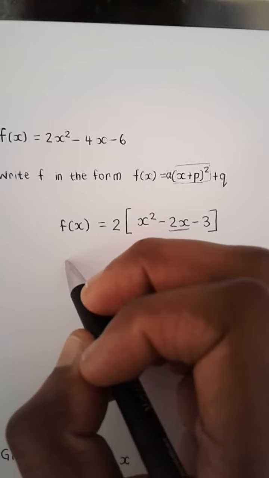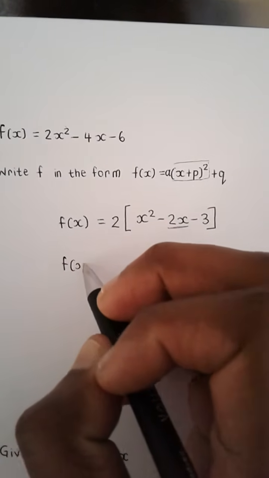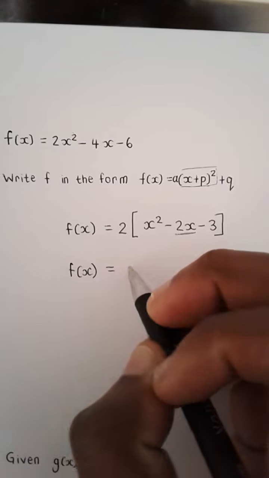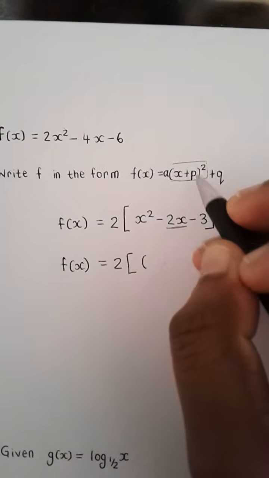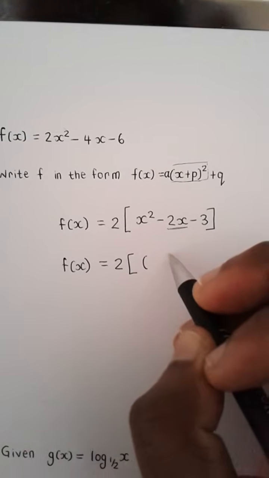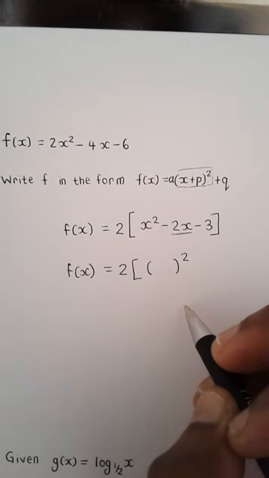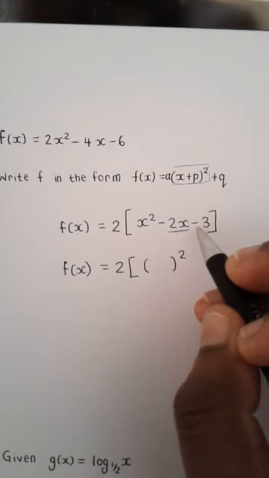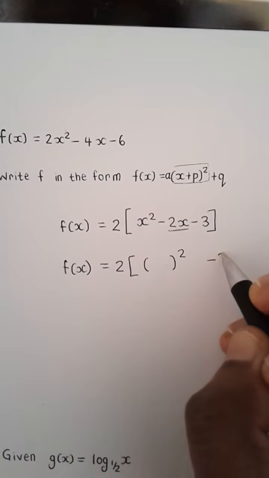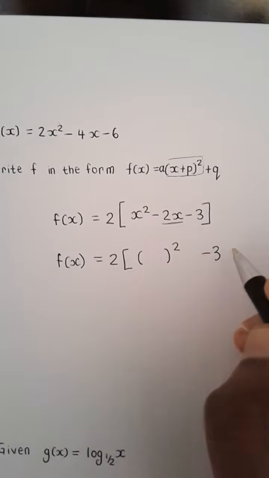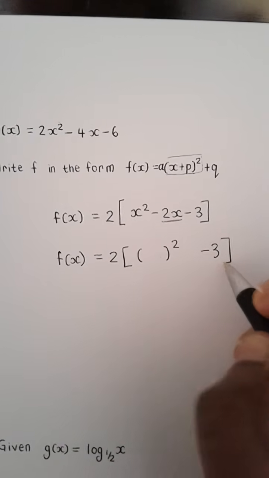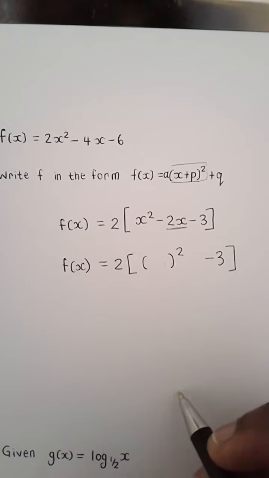So we're going to have f of x is equal to 2 into, right? We're going to open a bracket that looks exactly like that. We're going to square it, right? And we still have this minus 3 on the side of here. So I'll leave a space. You'll see now why I left a space over there. Okay, so that's your template, right?